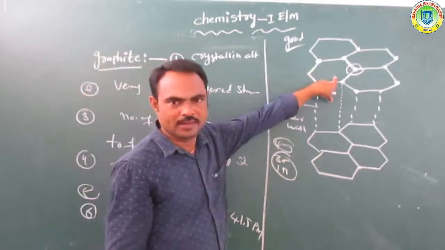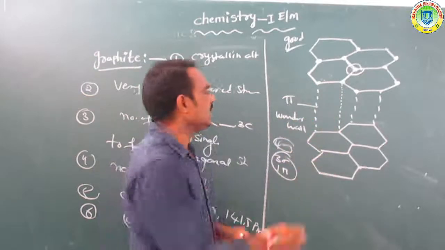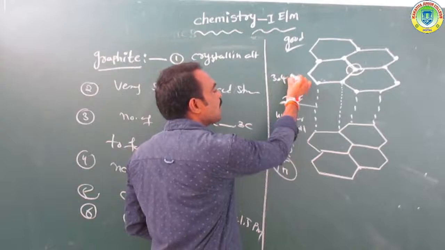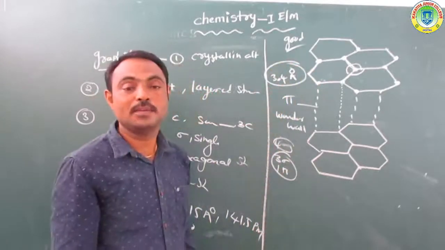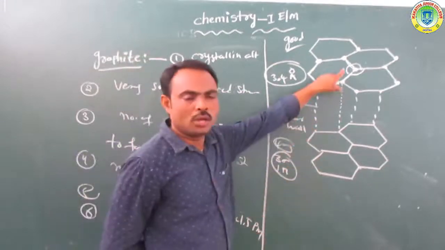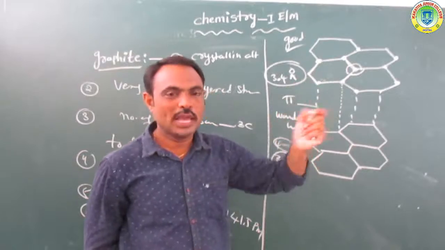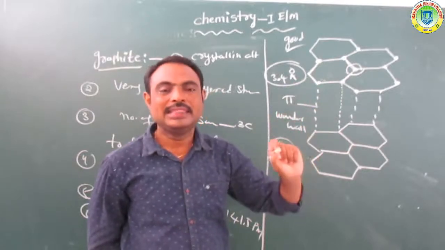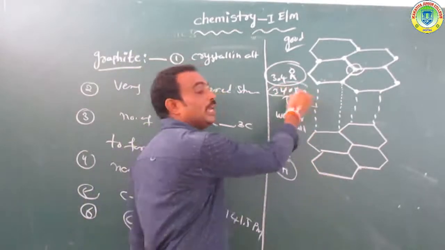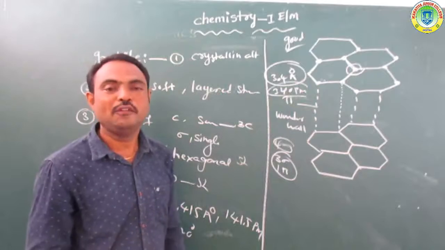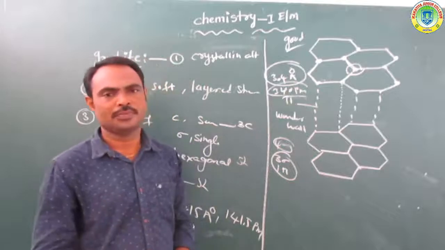So it is one layer, it is another layer. The distance between these two layers is 3.4 angstrom units. So how much is the bond length between two layers in graphite? 3.4 angstrom units, which is 340 picometers. It is the distance between these two layers.